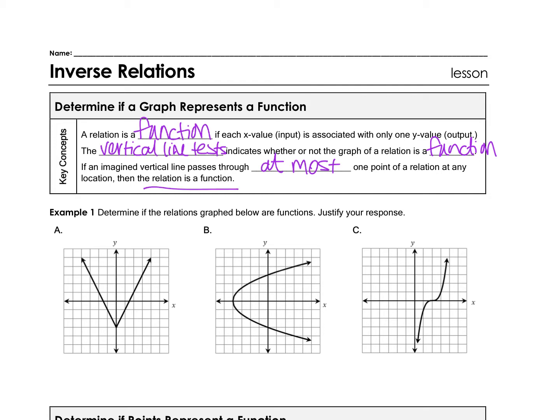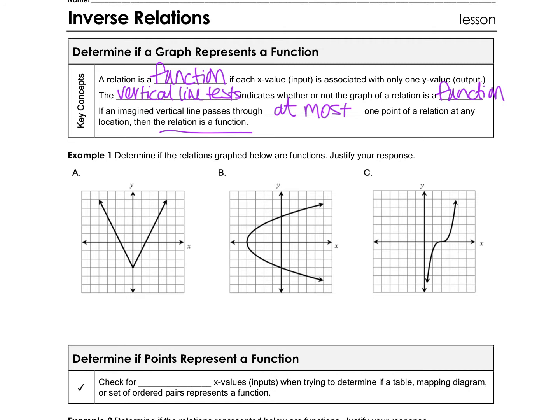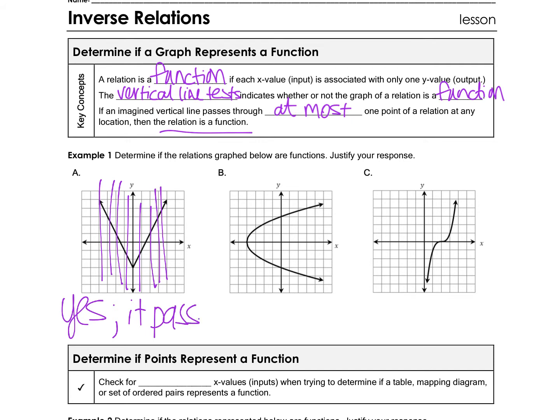So what we're going to do on this first example is determine if the relations graphed below are functions. We're going to justify our answer. Since you can't visually see it, I'm just going to draw vertical lines through this graph on part A and determine if it passes the vertical line test. If I draw vertical lines throughout it, notice it's only intersecting the graph at one point every time I draw a vertical line. So this would be a function, and I'm just going to put it passes the vertical line test. I'll abbreviate.